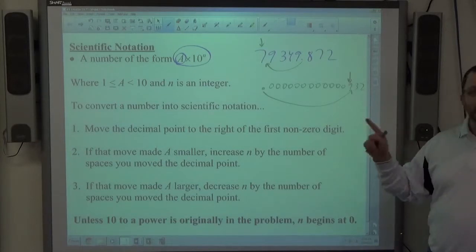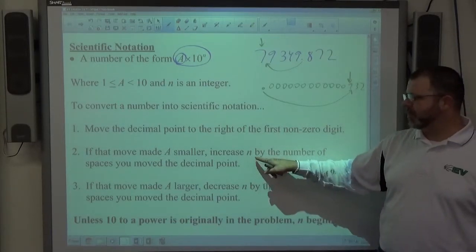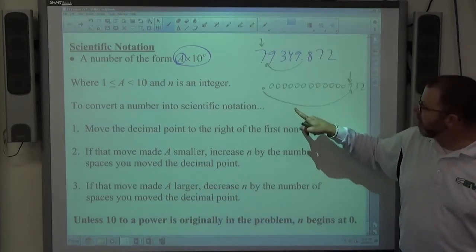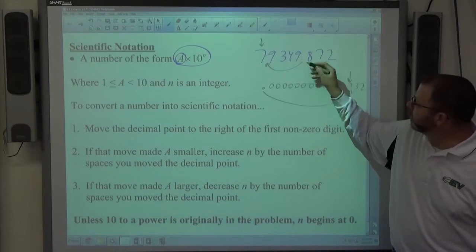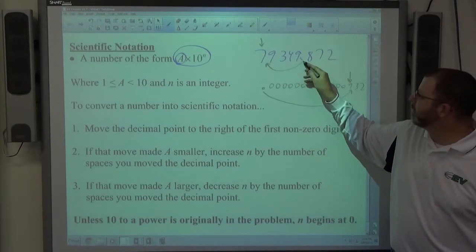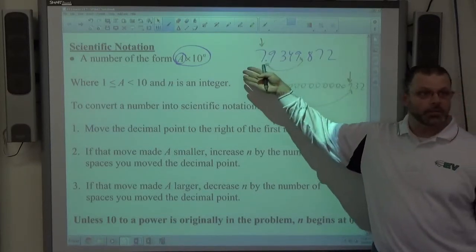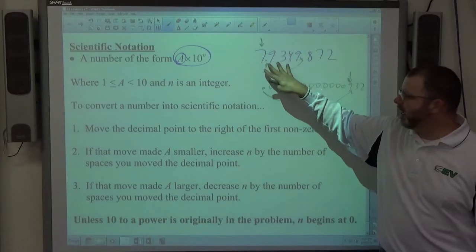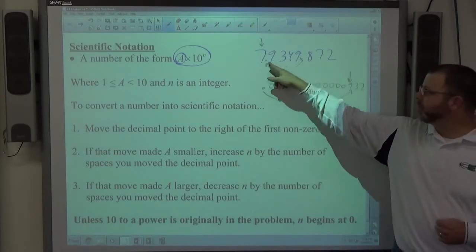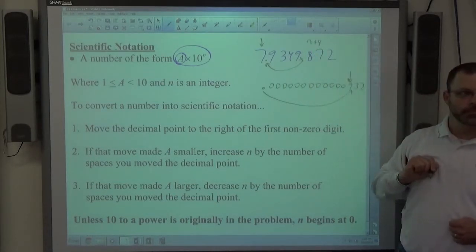Step 2. If that move made A smaller, increase N by however far you moved it. So here, notice, I made A smaller. This number is 79,349, right? By moving the decimal from here to here, now it's 7.9, which is smaller. If you make A smaller, you're going to make N bigger by however far you moved it. How far did I move this? 4. So I would take N and add 4 to it.